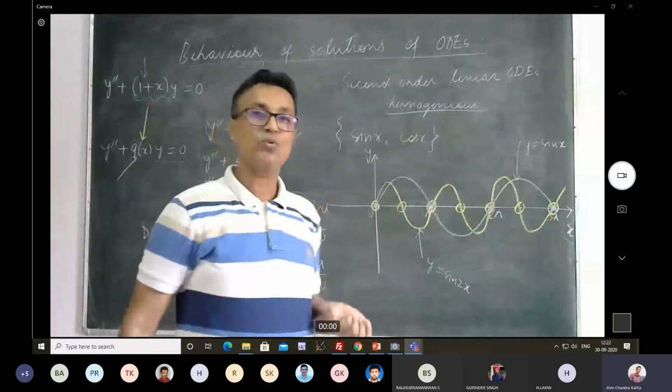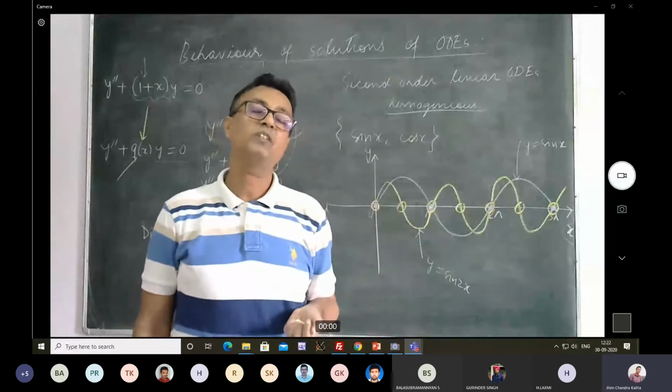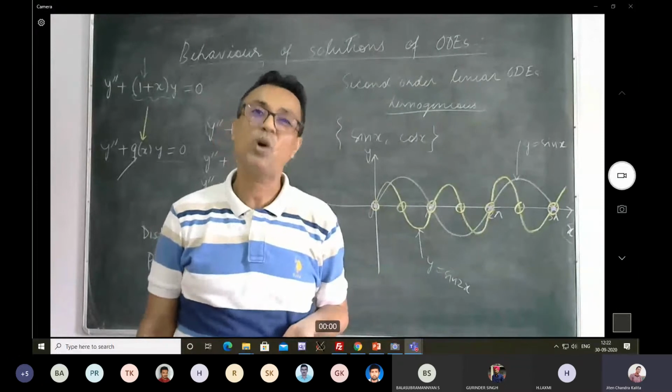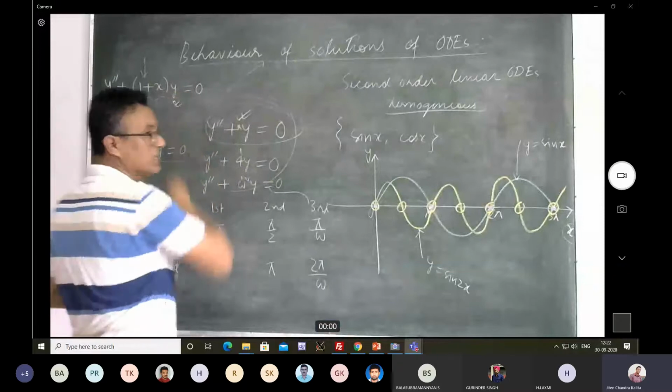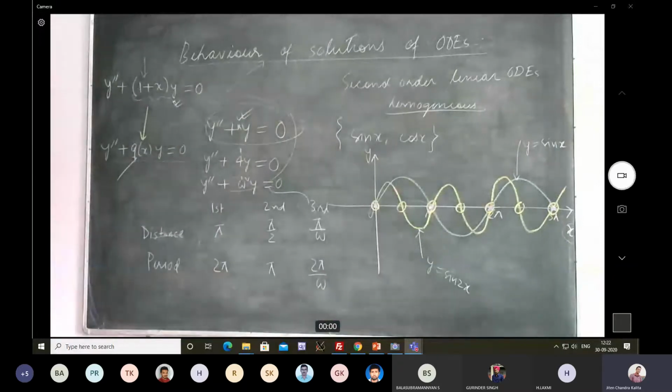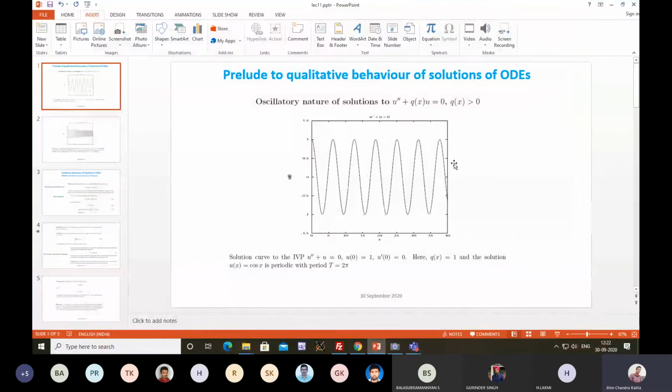I am going to show you the plots of the solutions of this equation and this equation. That is what you are going to see in this slide. So this is what is happening. This one is nothing but the solution of this problem: u double prime plus u equal to 0, and at x equal to 0, the value of u is 1. That is why the solution is starting from this point.